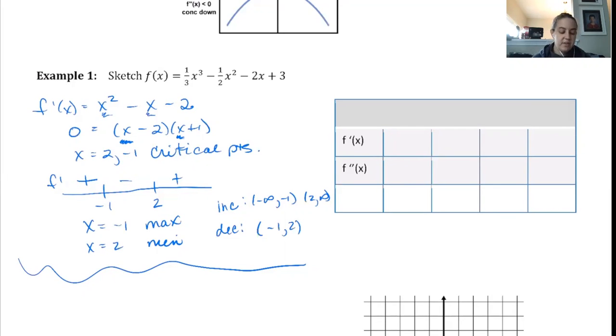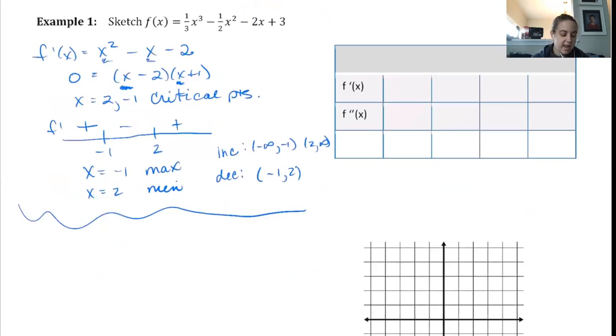Now we have to do everything with the second derivative to talk about concavity. So we'll do it all again. The second derivative is 2x minus 1. When we set it equal to 0, we get x is equal to 1/2. This is not a critical point. This one is your inflection point.